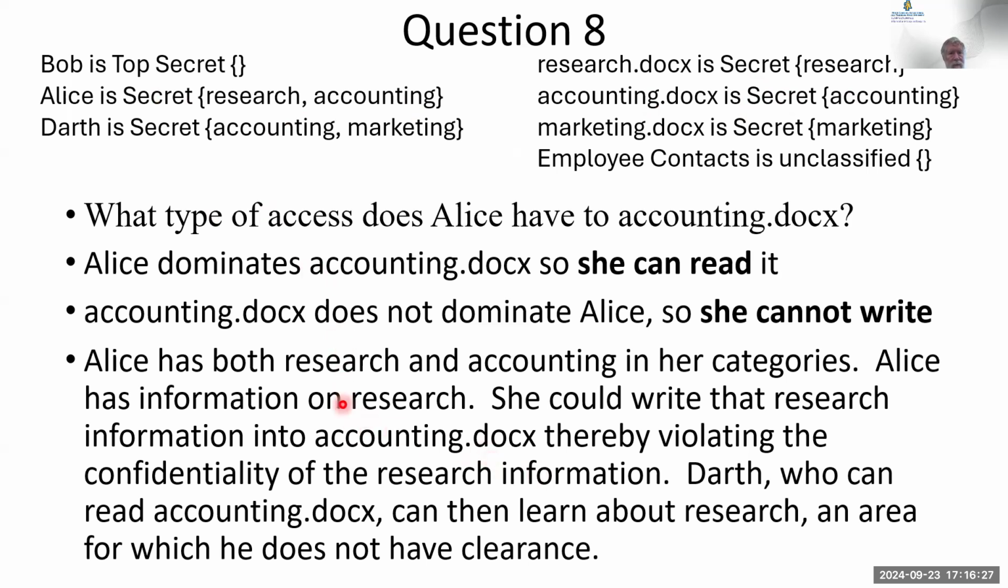Let's think about this. Alice is in the categories both research and accounting. If she could write the accounting doc, then she could write information about research in the accounting doc. That would release information. Later, Darth, who does not have any clearance for research, could read that accounting doc because he's not the accountant and could see information about research. The whole purpose of the Bell-LaPadula model is a mandatory access control system to prevent information from leaking out. Information could leak out, so that's not permitted.